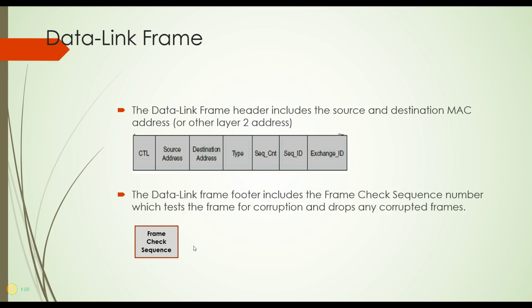The data link frame also has a footer, and that has the frame check sequence. That is a calculated number. You look at the frame, you do some calculations to get this number, and then you attach that number at the end of the frame.